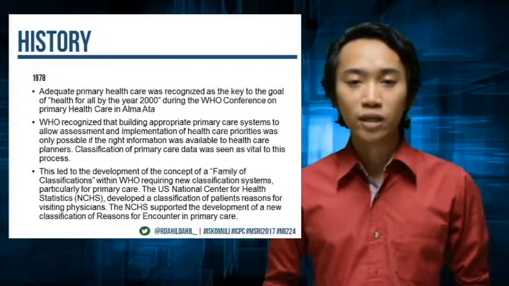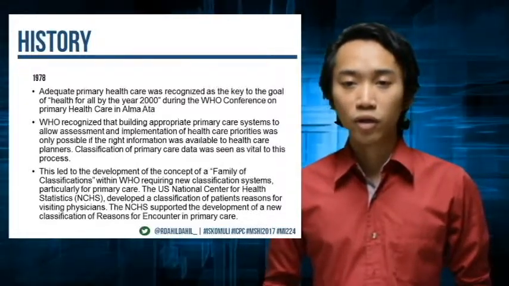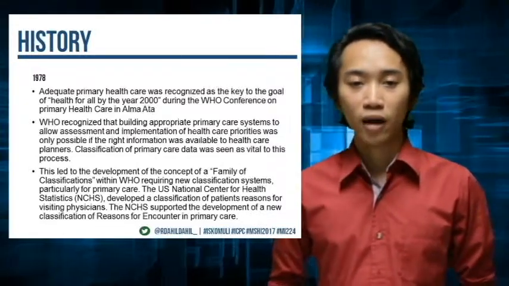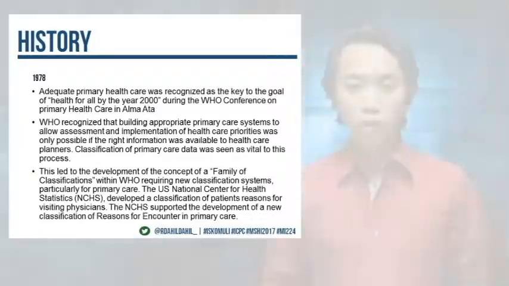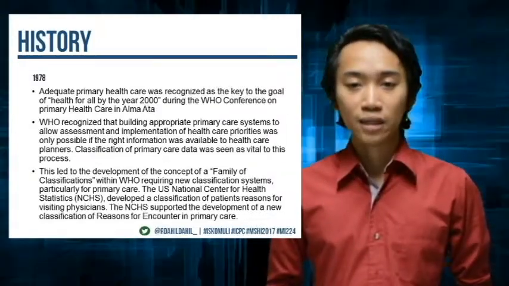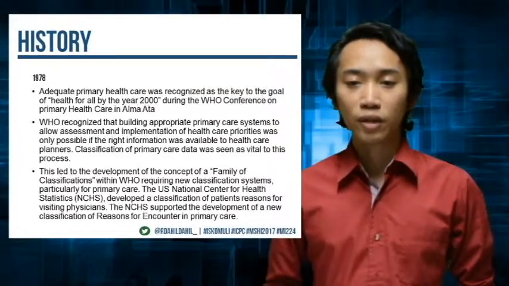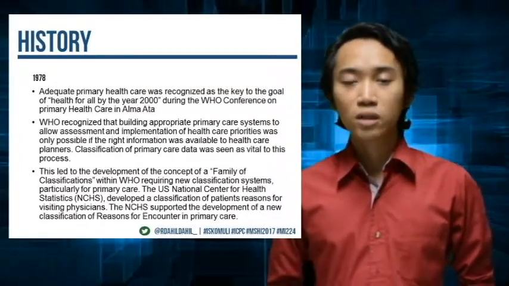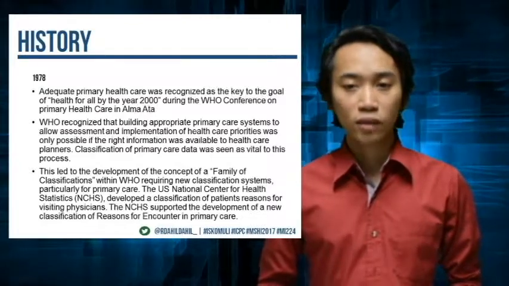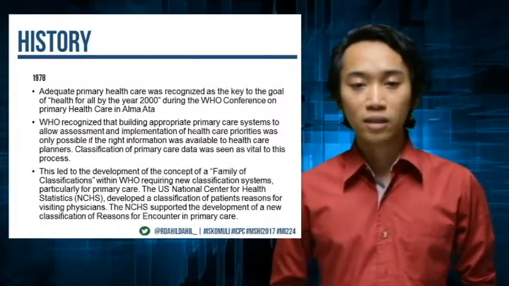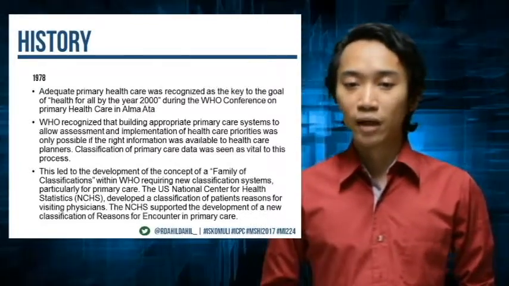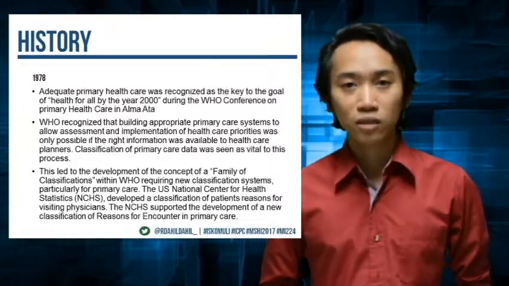In 1978, adequate primary health care was recognized as the key to the goal of health for all by the year 2000, during the WHO Conference on Primary Health Care in Alma-Ata. The World Health Organization recognized that building appropriate primary care systems to allow assessment and implementation of healthcare priorities was only possible if the right information was available to healthcare planners. Classification of primary care data was seen as vital to this process.